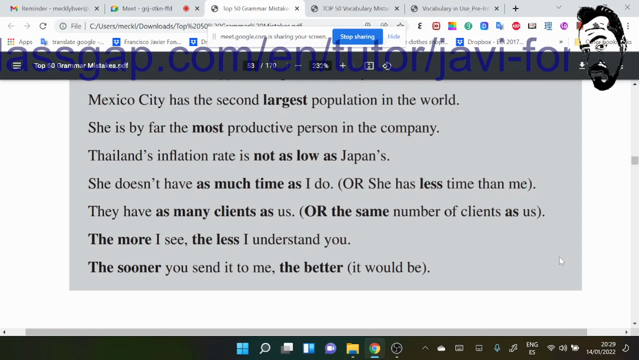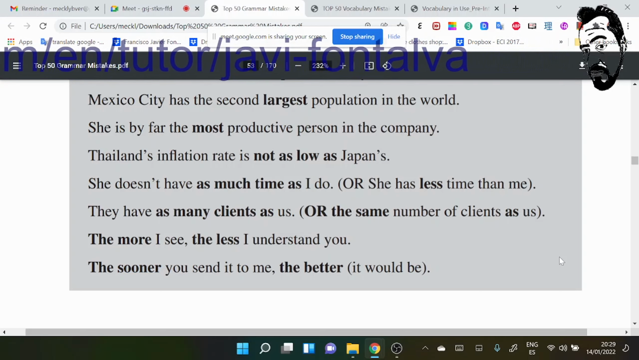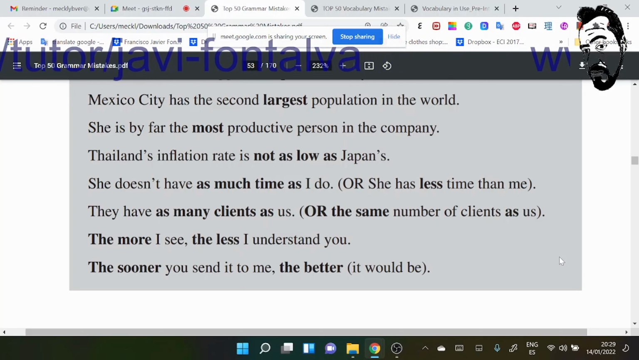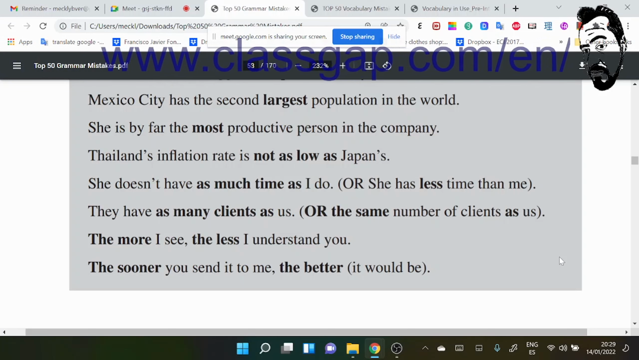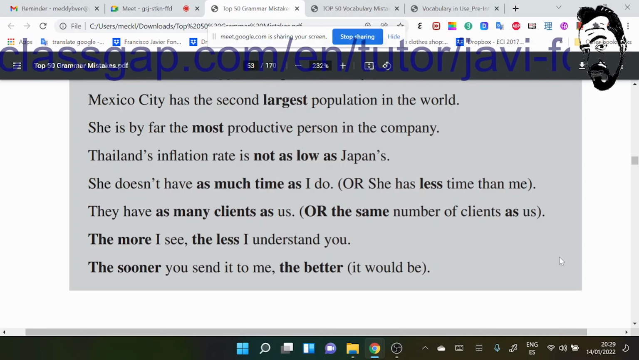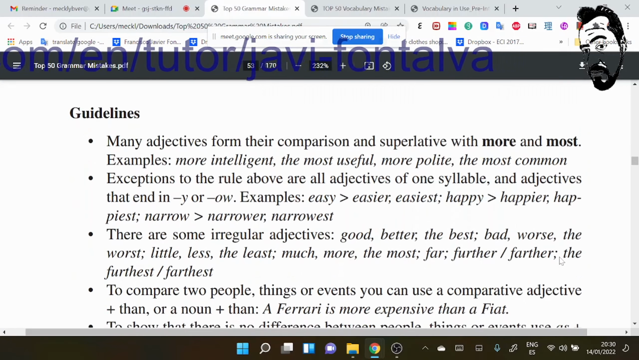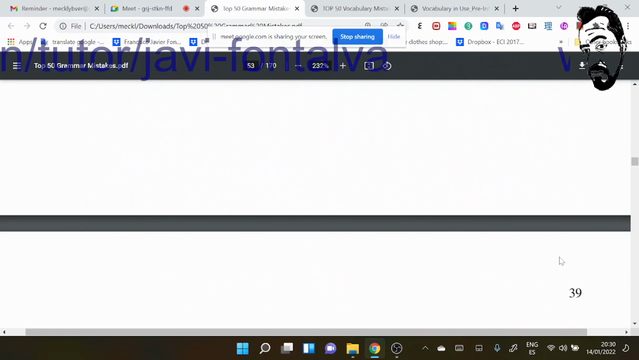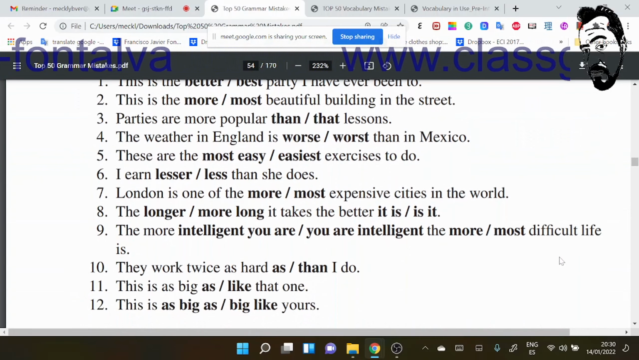For example, another example. The more I work, the more tired I am. The older I get, the more intelligent I am. Yeah, I suppose. We're gonna practice. I think you understand much better.